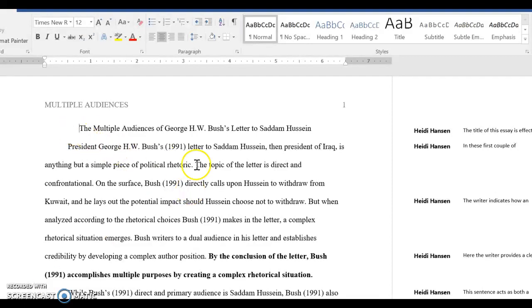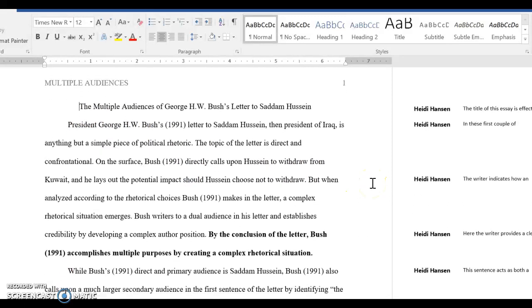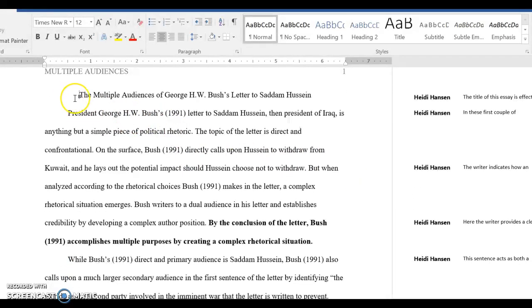So when I look at this example paper, first thing I see is the title. It says, "The Multiple Audiences of George H.W. Bush's Letter to Saddam Hussein." What I like about this title is it's really specific in terms of giving me an idea of what is going to happen in the paper.